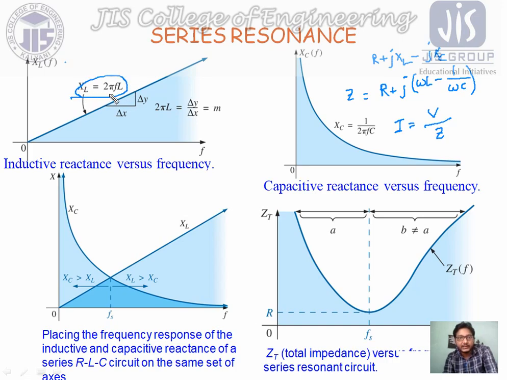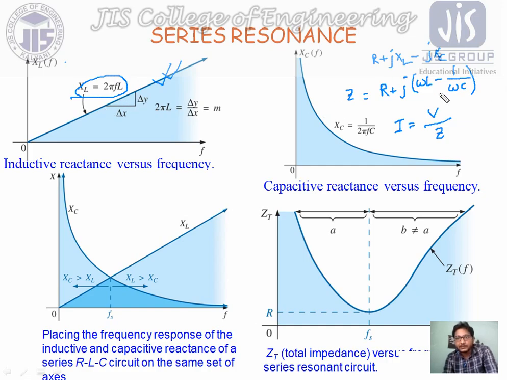So if we increase our f, our XL will increase, so we can write it in this form. It will give us a straight line, because 2 pi and L are constants; we are not changing the value of L, so it will be a straight line. So if we increase the frequency, our inductive reactance will also increase.